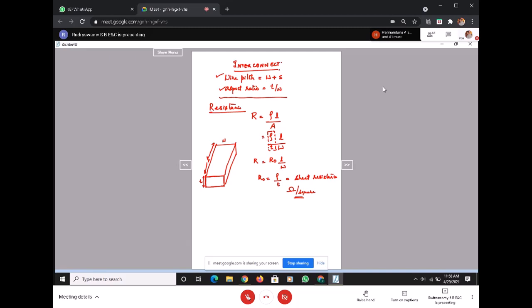Now, again, if you know the resistivity, I can find out what my resistance is. Resistance is given by the sheet resistance multiplied by length divided by the width. So if I know the length, width and the sheet resistance, I can immediately calculate my resistance. In order to calculate the resistance of any particular layer or metal, we go with these expressions.